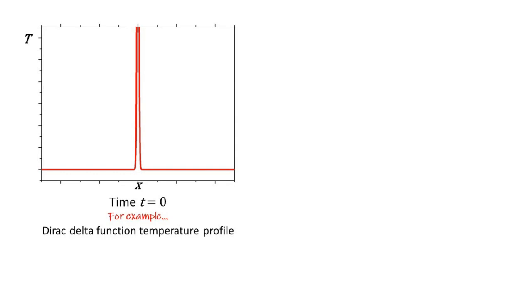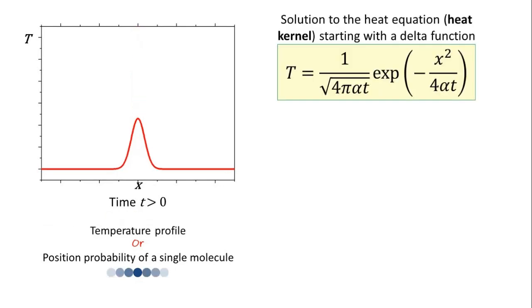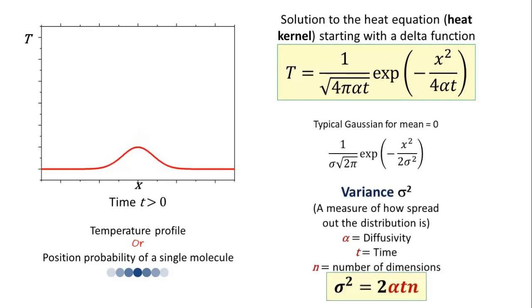What does this mathematical model look like? Imagine a temperature profile that starts out as almost a delta function at time t equals 0. Basically, just a single narrow spike. Analogously, you could also think of it as the exact starting position of a single diffusing molecule. The solution to the heat equation, also known as a heat kernel, looks like this. The evolving temperature profile looks like a Gaussian bell curve that steadily spreads out over time. The variance, a measure of how spread out the distribution is, depends on time, diffusivity, and the number of dimensions.